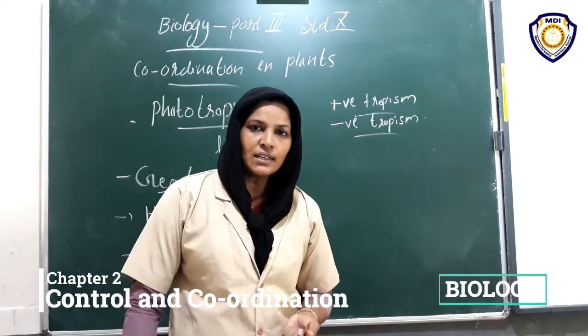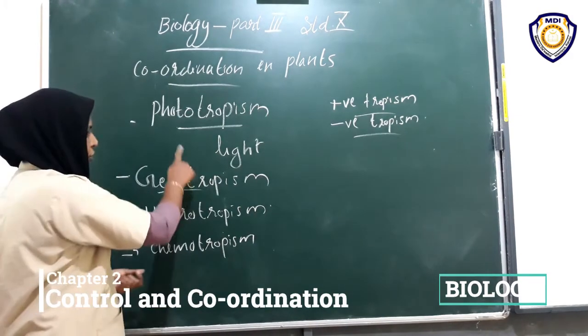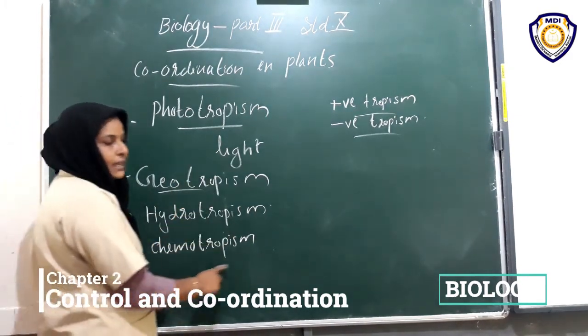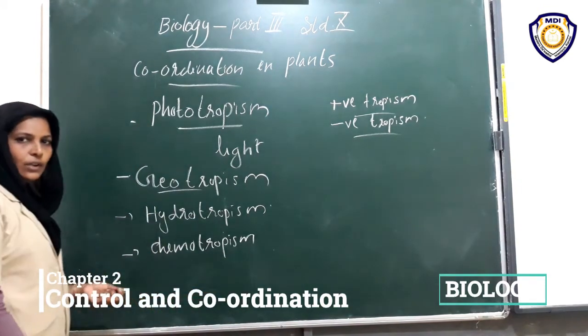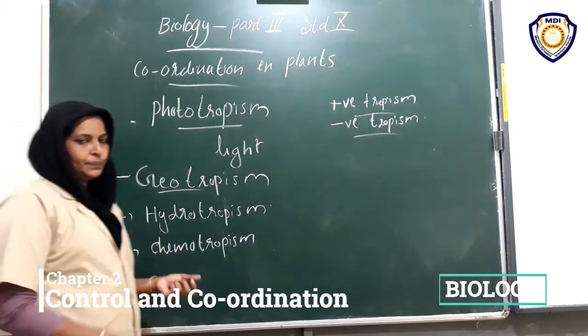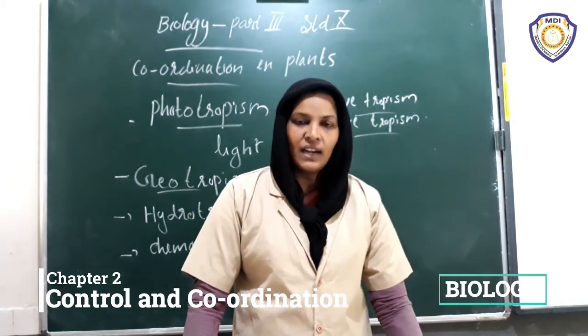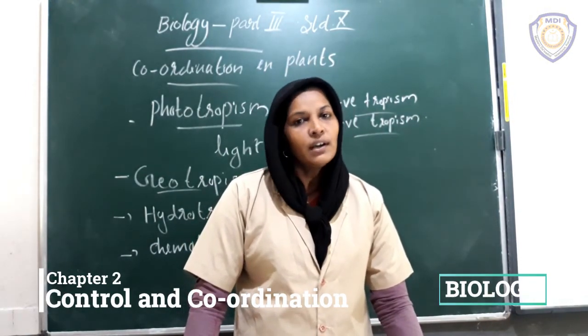Do we understand, children? We reviewed phototropism, geotropism, hydrotropism and chemotropism. Are you clear? Okay. So let me conclude. That is enough. Study very well. We will see you in the next class.